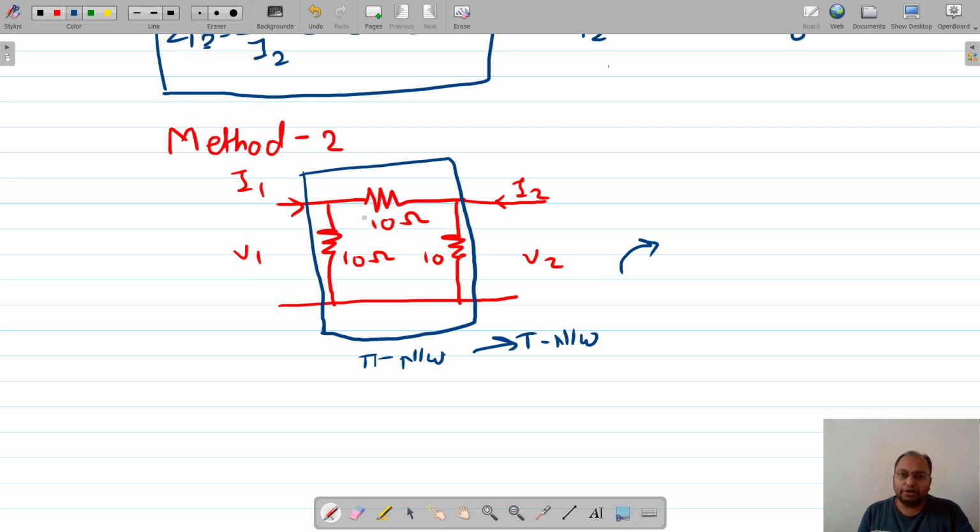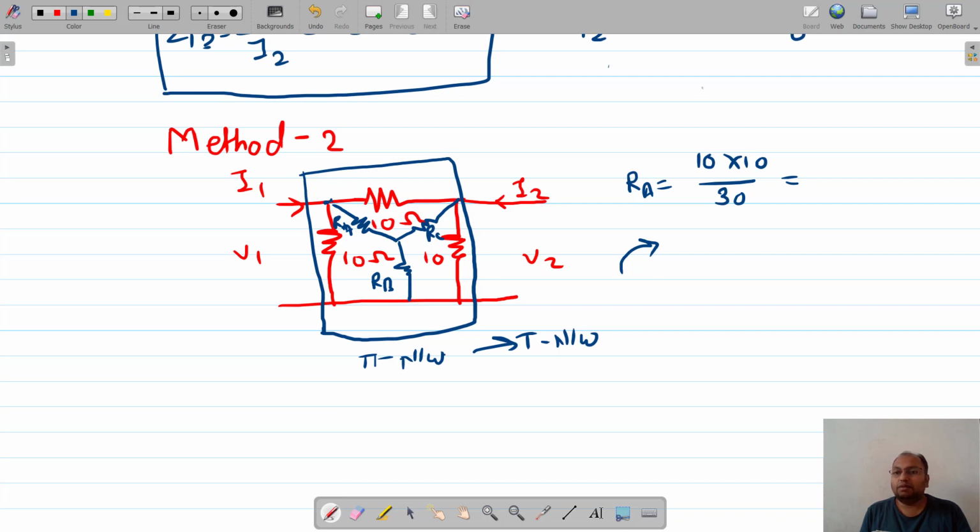So what we need to do is draw the delta-star network inside this delta network, so that it will be easy to find the particular values. Let us say this is RA, this is RB, and this is RC. So let us find RA, RB, RC. You know that simply. For this point, these two resistors are connected, so 10 into 10 divided by 10 plus 10 plus 10, which is 30.